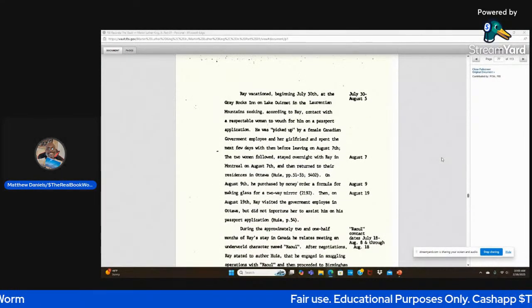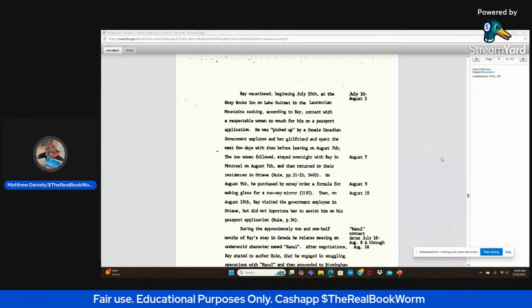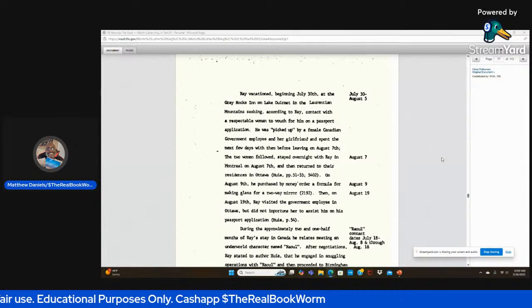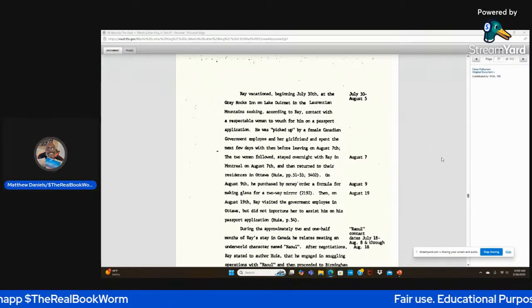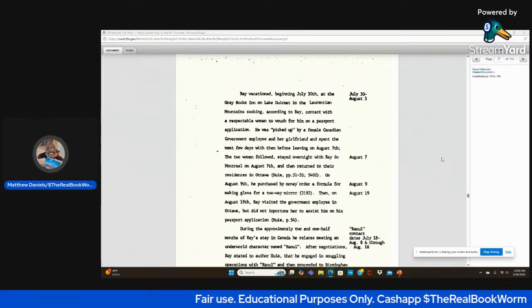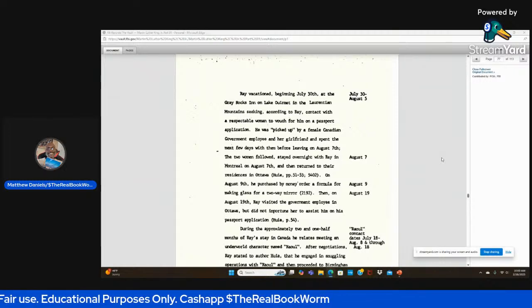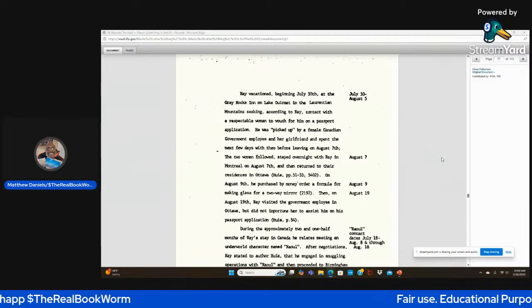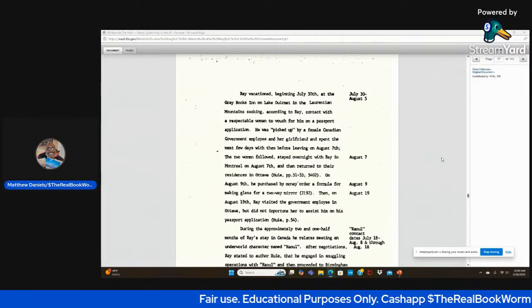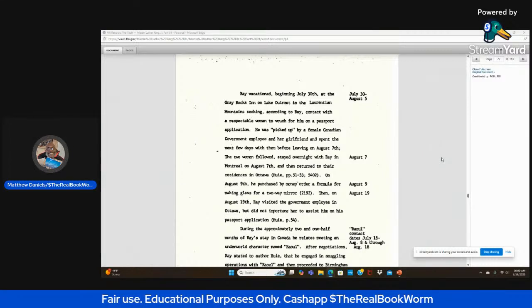Ray vacationed beginning July 30th at the Grey Rocks Inn on Lake Quemet in the Laurentian Mountains, seeking, according to Ray, contact with a respectable woman to vouch for him on a passport application. So while he's doing all of that, he's taking vacations as well. He was picked up by a female Canadian government employee and her girlfriend and spent the next few days with them before leaving on August 7th.